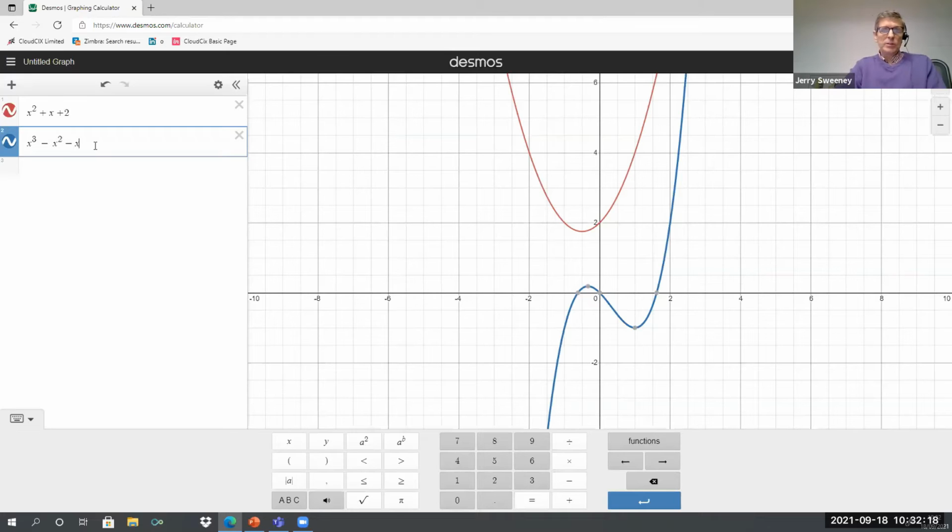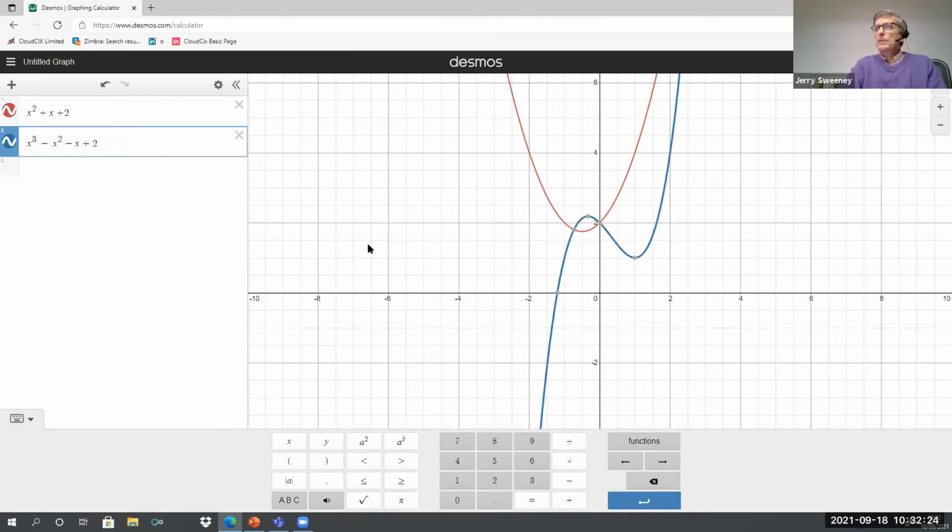What I would like you to do, okay, just to finish off, let's put in a constant and see what happens. So what happens now is we've added +2, and this has shifted the cubic. It shifted the function up by 2. We now only have a single root. It crosses the x-axis at one point.